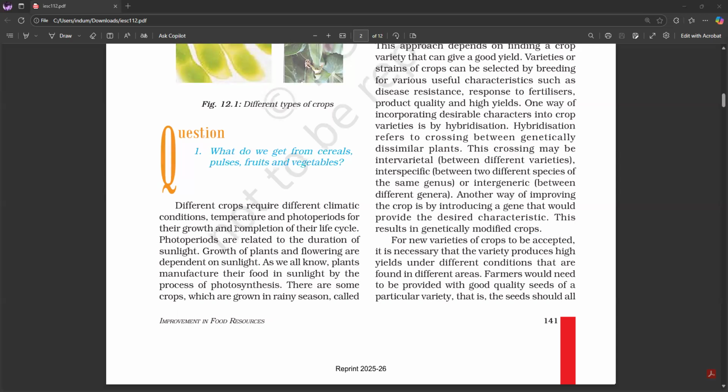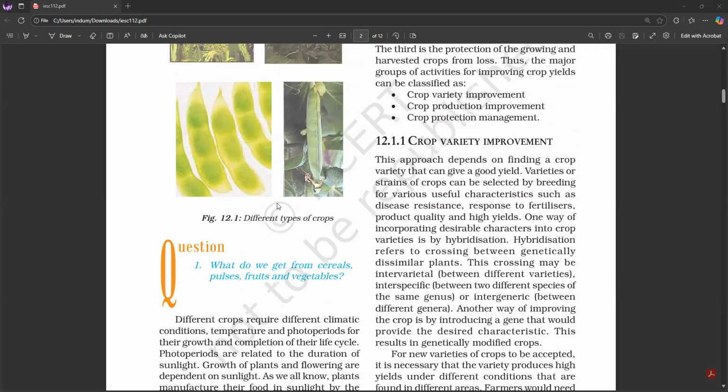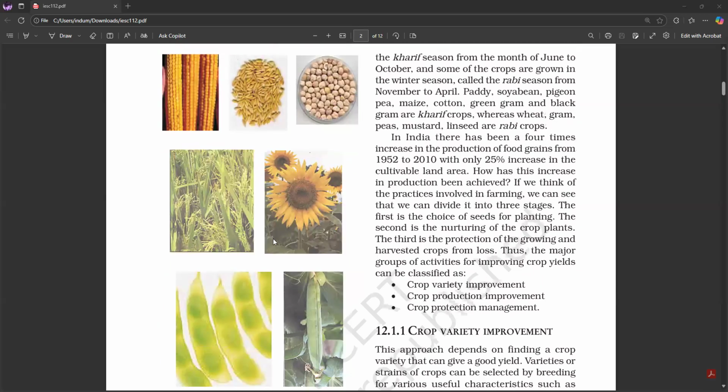There are some crops which are grown in rainy season called the Kharif season from the month of June to October, and some of the crops are grown in the winter season called the Rabi season from November to April. Paddy, soybean, pigeon pea, maize, cotton, green gram, and black gram are Kharif crops, whereas wheat, gram, peas, mustard, linseed are Rabi crops.